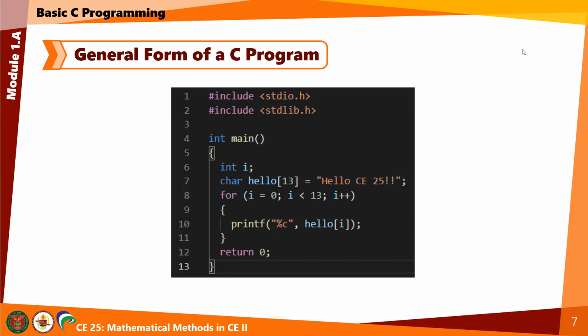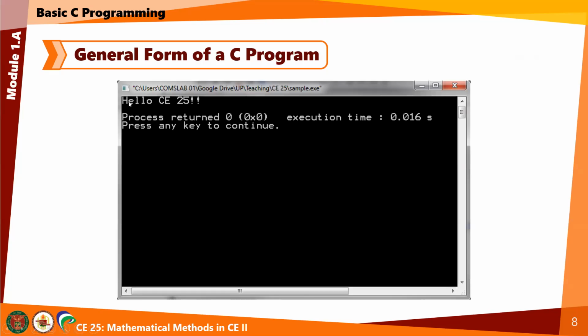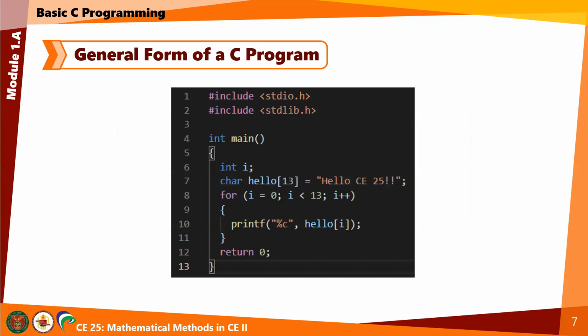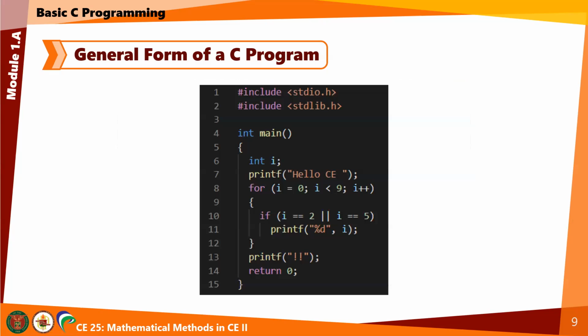So, ang last na number is hello[12]. So, it makes sense that my instruction is hanggang less than 13 lang. Kasi pag naabot na ng i, yung 13, hindi na gagawin ng for loop yan. Okay? Yan, hanggang less than 13 lang. So, if you print this, it will print hello CE25. Ayan. So, let's move on.